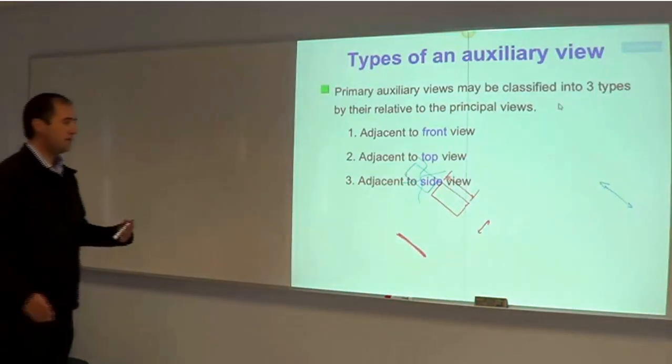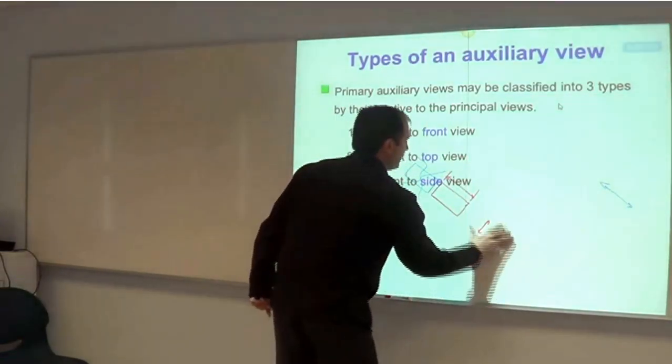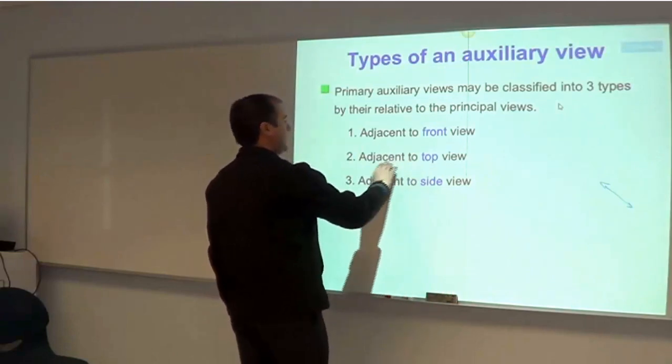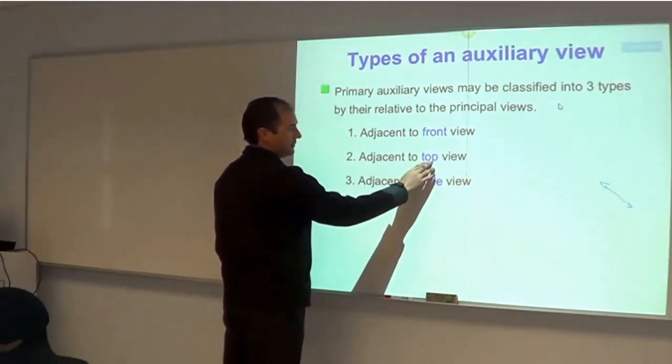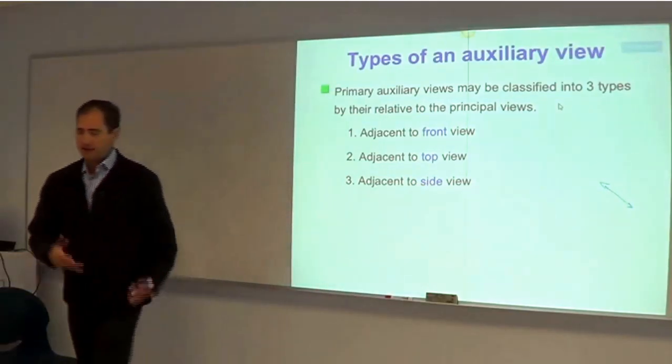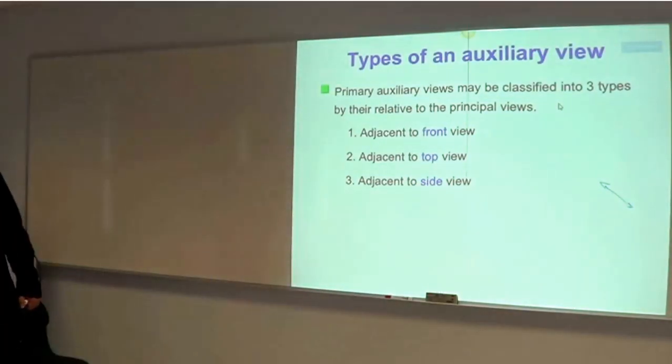The auxiliary view can come from the front view, can be adjacent to the top view, or can be adjacent to the side view. It doesn't matter, it's always called an auxiliary view.